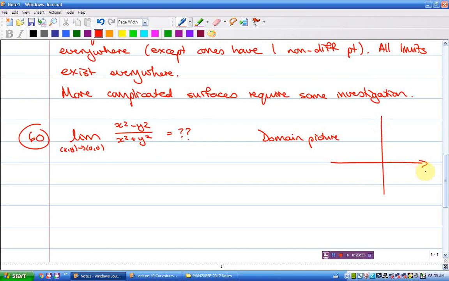Here's my domain. Except my function is not defined at 0. So for instance, if somebody said, is this function continuous at the origin? We could immediately answer no, because it would break number 2 of those 3 things. Remember, those 3 things are numbered to do with continuity. And the second one is the function has to be defined there. So the function's not defined at the origin.